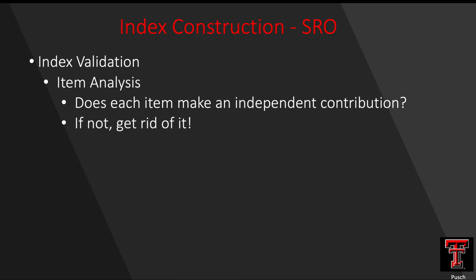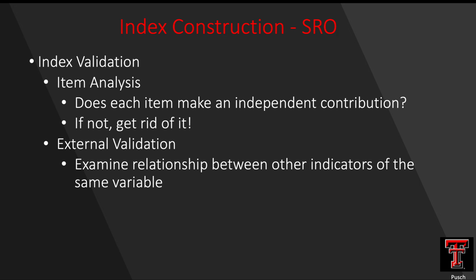Okay, so index validation. So item analysis. Does each item make an independent contribution? If not, get rid of it. There's no point in having things that don't need to be there. If we're not seeing variance within our sample, then we don't need to include it in the index.